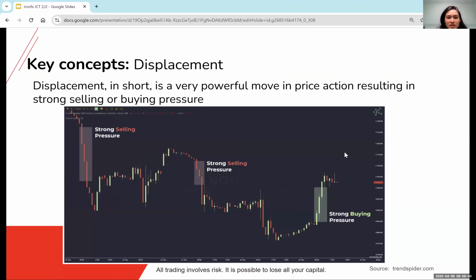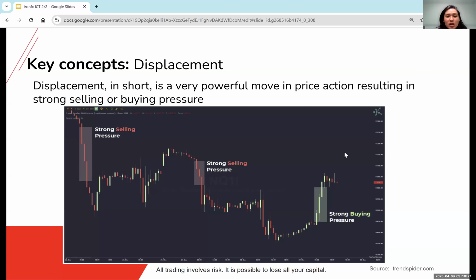Okay, so let's talk about the second concept, which is displacement. So it's basically a very powerful move in price action that results in strong selling or buying pressure. Generally speaking, displacement will appear as a single or a group of candles that are all positioned in the same direction. You can see from the image that we've included, these candles typically have larger bodies and very short wicks. So it suggests that there's very little disagreement between buyers and sellers.